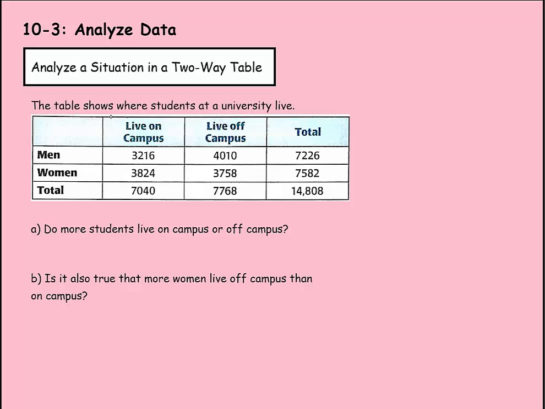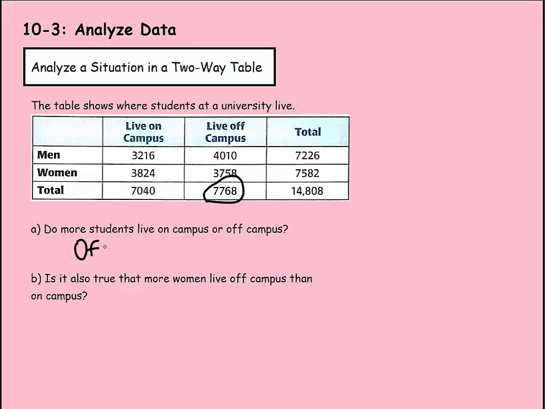So this table shows where students at a university live. They either can live on campus, or they could live off campus, and then you have the total amount here. And it's divided among men and women with the total number down here. So it asks us the question, do more students live on campus or off campus? Well, here we have the on-campus column. We have the off-campus column. We're going to need to look at the total for the on-campus and the total for the off-campus. So that tells me that off-campus has more because it's a bigger number than on-campus.